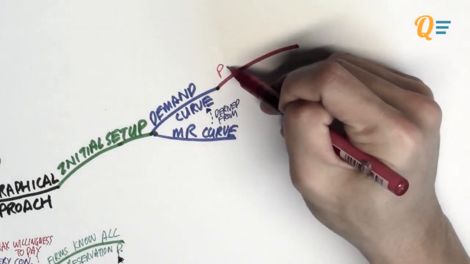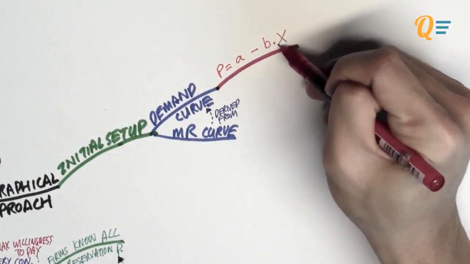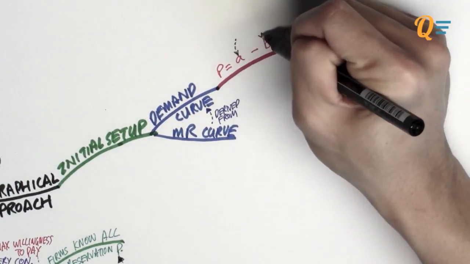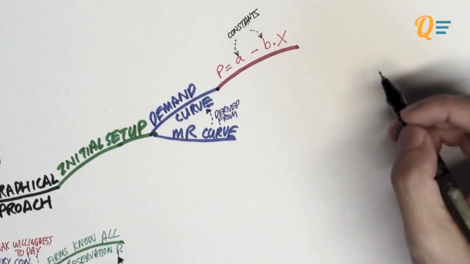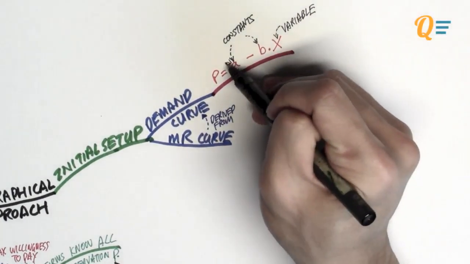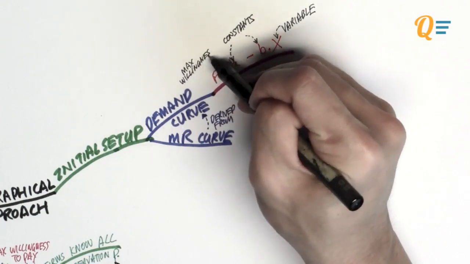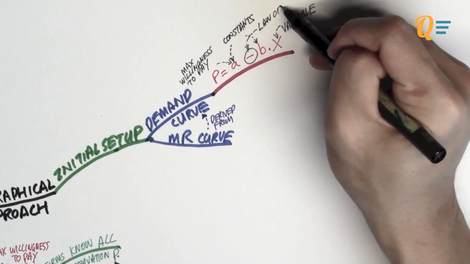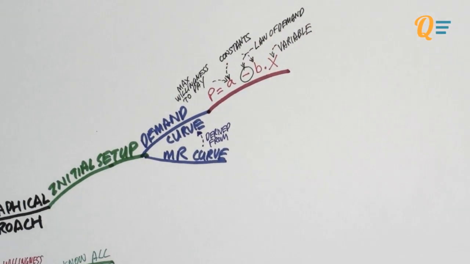So let's imagine that we have a demand function that goes P equals A minus B times X. A and B are actually constants, and X is a variable, obviously, the quantity produced. And A is also known as the maximum willingness to pay by the consumers. And there's a negative sign in front of B because of the law of demand. As you produce more, the price should drop.